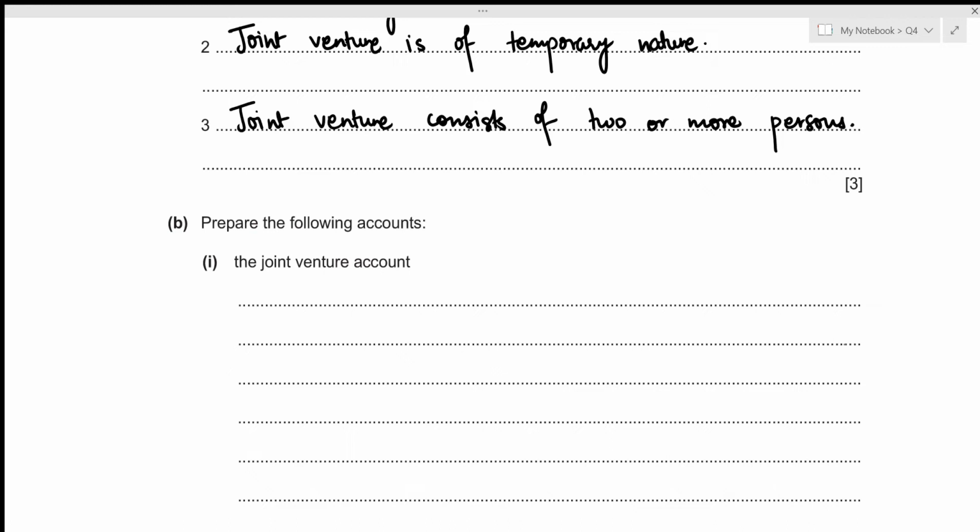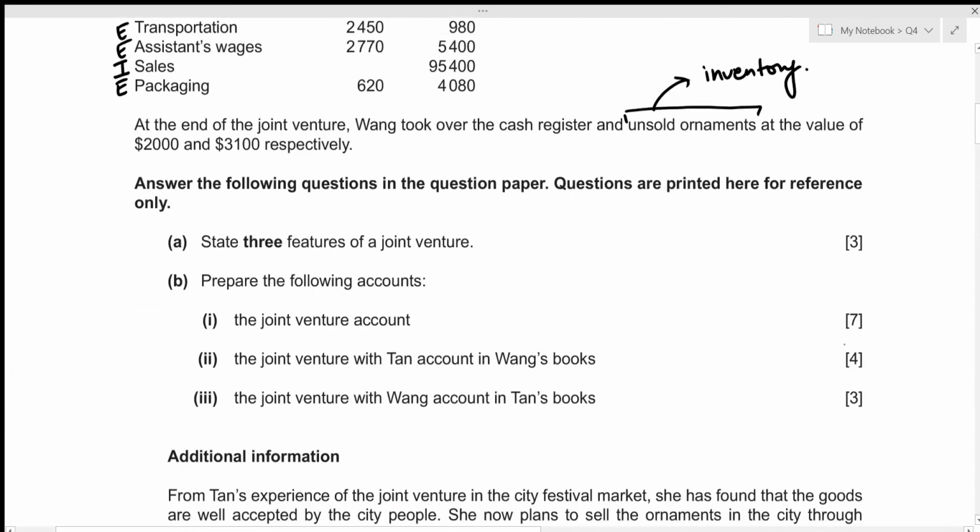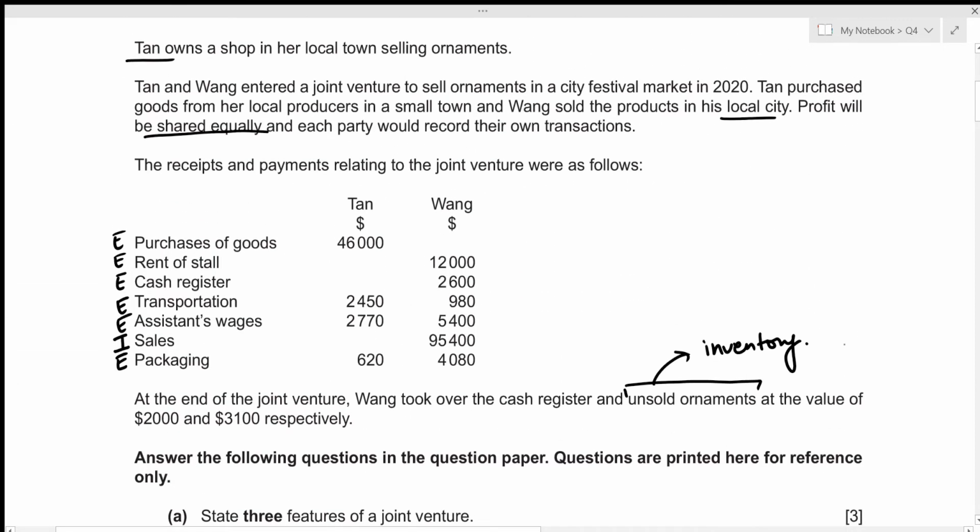So let's have a look above at our receipts and payments relating to the joint venture. So we already categorized the expenses and incomes, but while recording it in our memorandum joint venture account, we actually record the total expenses borne by both parties. So let's just figure out the total amounts. So purchase of goods has only one amount, which is 46,000. So that's going to be the total. Similarly, for rent of stall, there's only 12,000. So that's the total. That's the case for cash register as well.